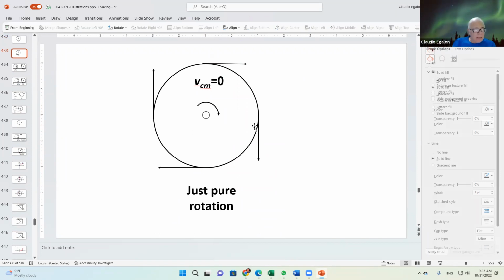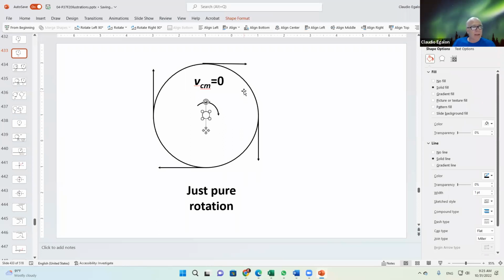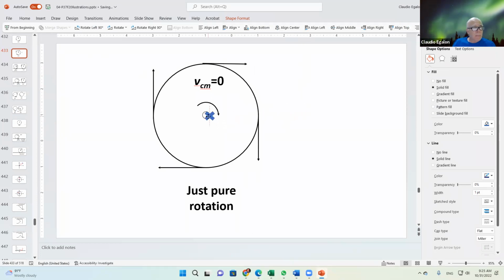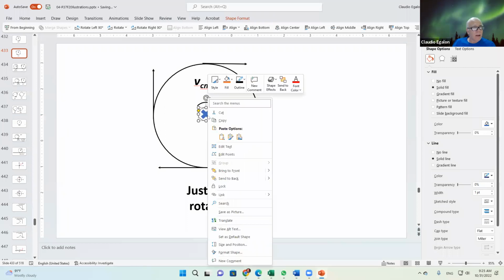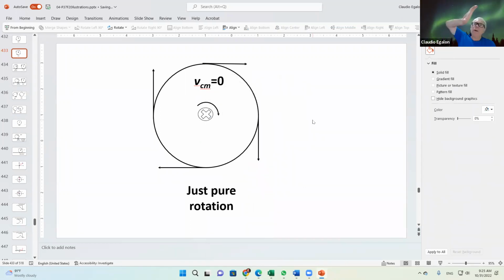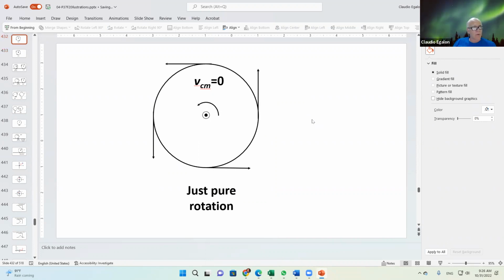We wouldn't put a dot in there. The dot represents the tip of the arrow. So we would represent this rotation by a different symbol, this one right here: the back of your arrow, which is again given by the right-hand rule. Just pure rotation. Those are the symbols we use to describe rotation: rotation out of the board, rotation into the board.